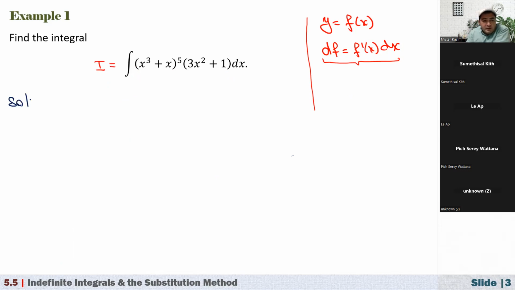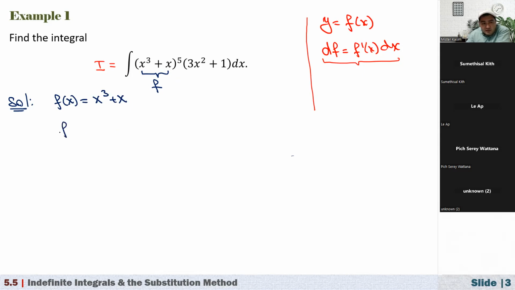If you notice here, if I label this part, not x to the power of 5, but this part, let's say by f. That means that here we have f of x is equal to x cubed plus x, right?